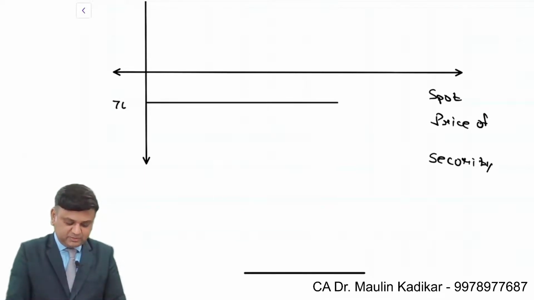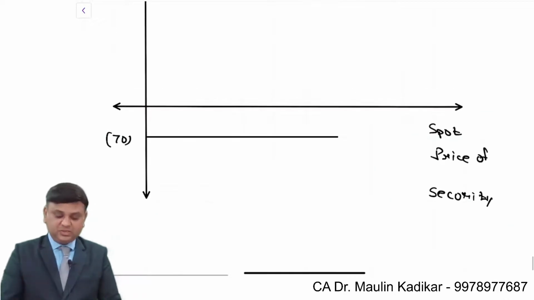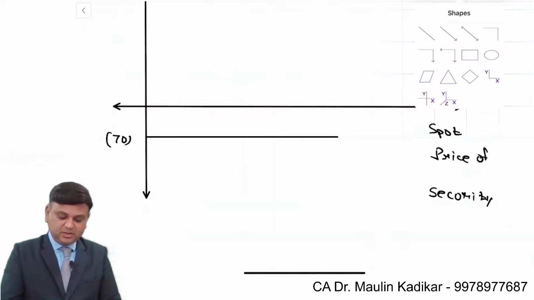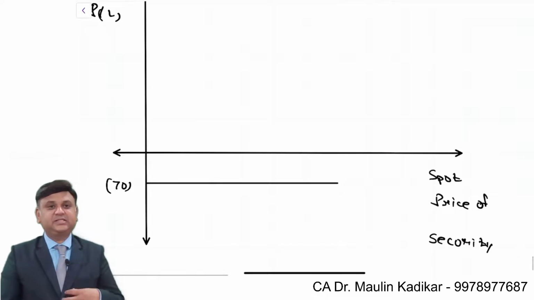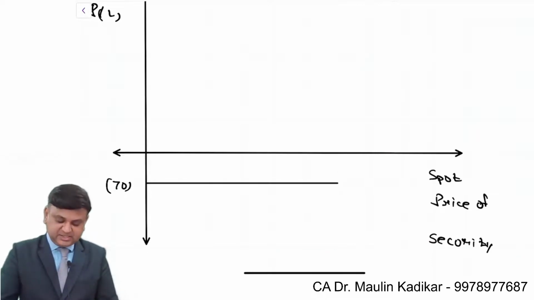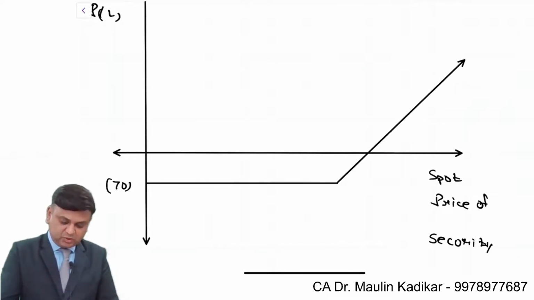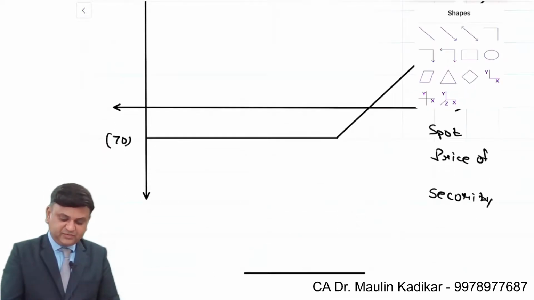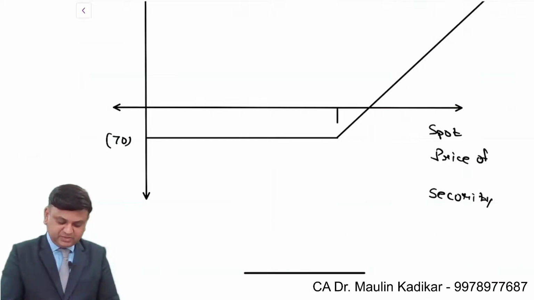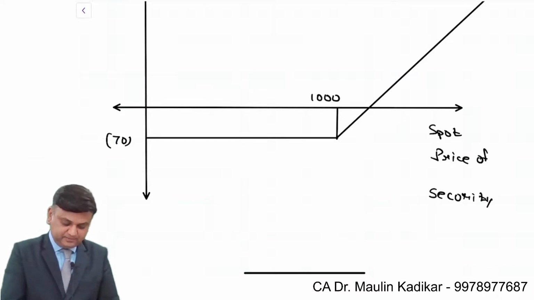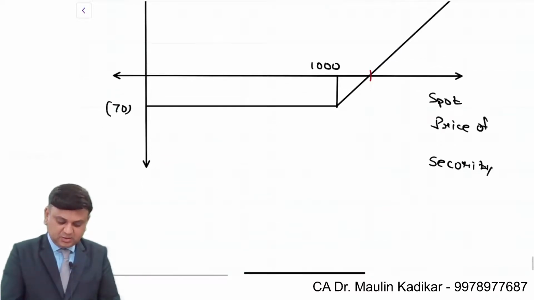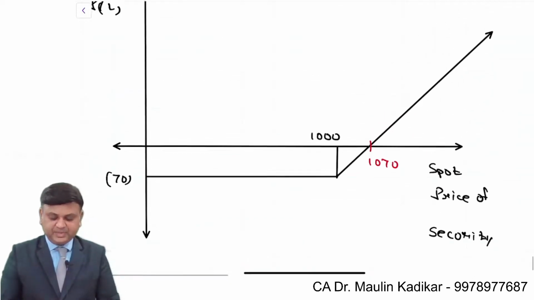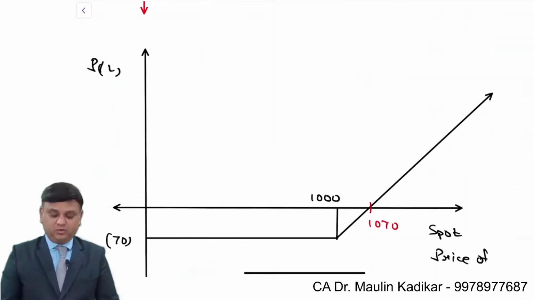So this 70 rupees is a loss. Beyond that, there is a profit. Why? Because now you start exercising the right, so it goes like this. Again, friends, the break-even point is 1070. This is 1000 and this is 1070. That is the point at which you have no profit, no loss.